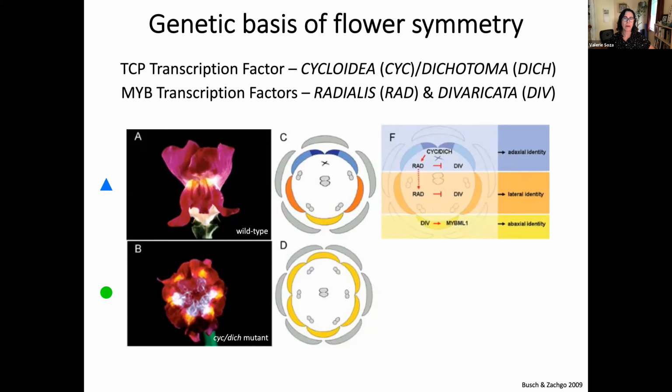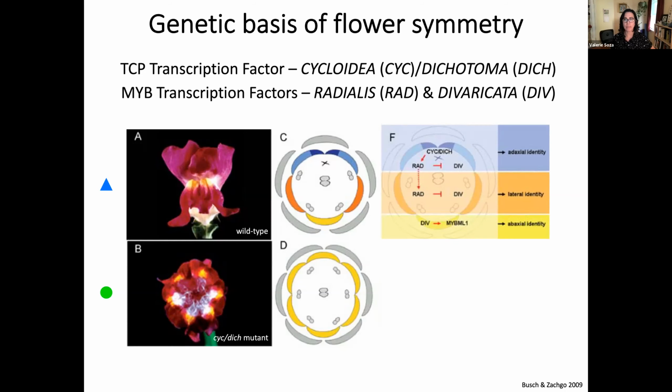And so when you knock out cycloidea and dichotoma, then they no longer turn radialis on, and radialis is no longer expressed in the lateral petals. And then divaricata can expand across all of the petals, giving you a flower that has all petals looking like the ventral petal, and in effect creating a radially symmetric flower. So these three genes have been identified as responsible for creating bilaterally and radially symmetric flowers in snapdragon.